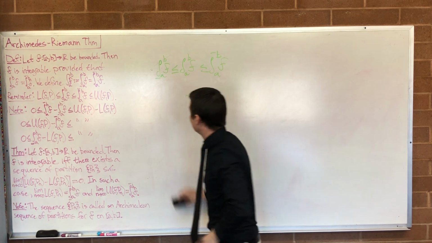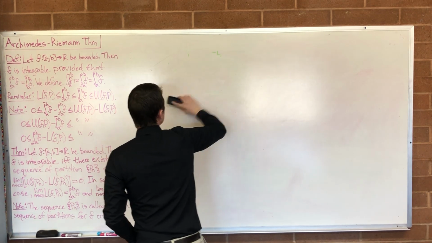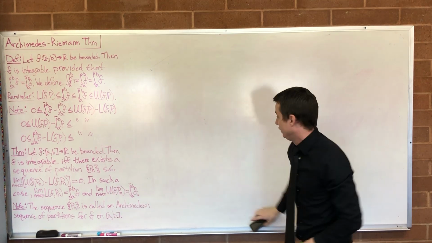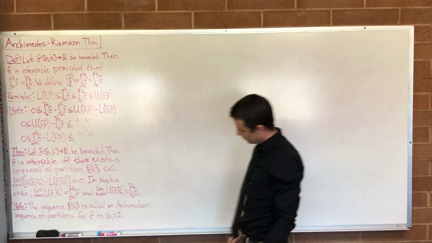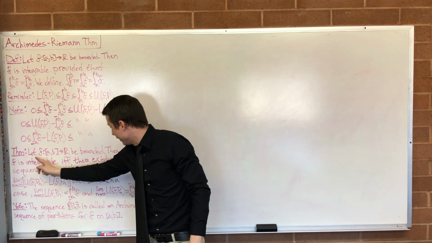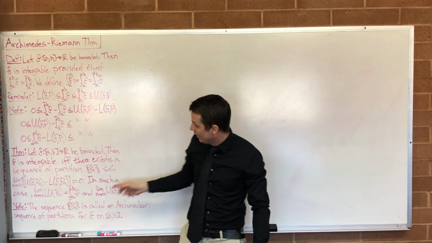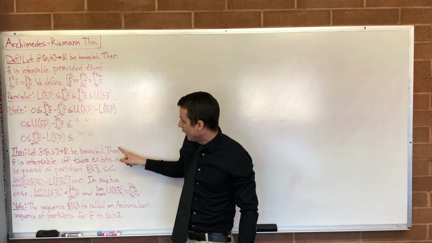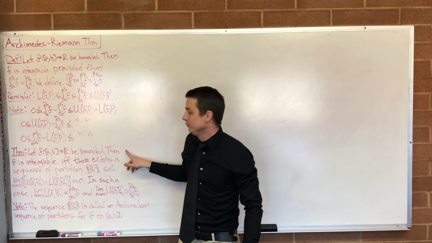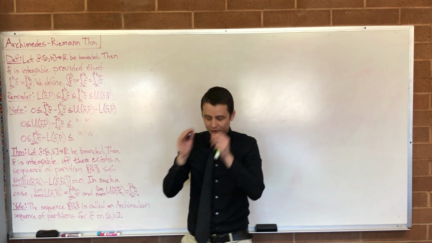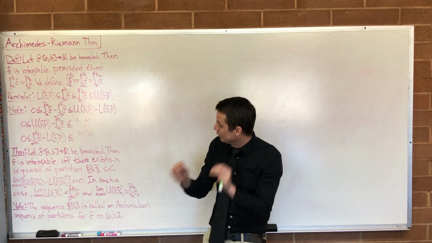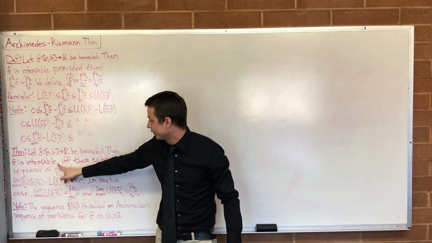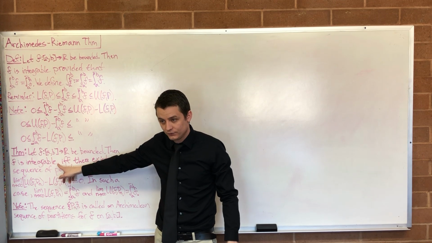Anyways, so now let's get to the heart of this whole section, proving the Archimedean-Riemann theorem. So let f from a to b to R be bounded. Then f is integrable. In other words, its upper and lower integral are equal. That's what it means for it to be integrable, right?